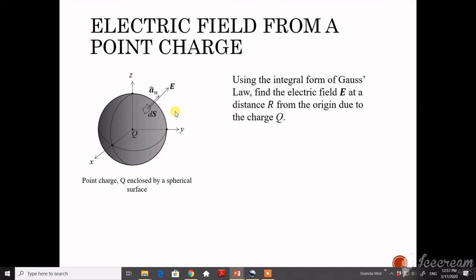Okay, so this is our closed surface, which is in the shape of a sphere, and the radius of this sphere would be r, which is the distance from the origin, or where we want to find the electric field. So here, at the surface, is our point of interest. Our closed surface here is an imaginary surface, which we made up based on our point of interest, or where we want to find the electric field.